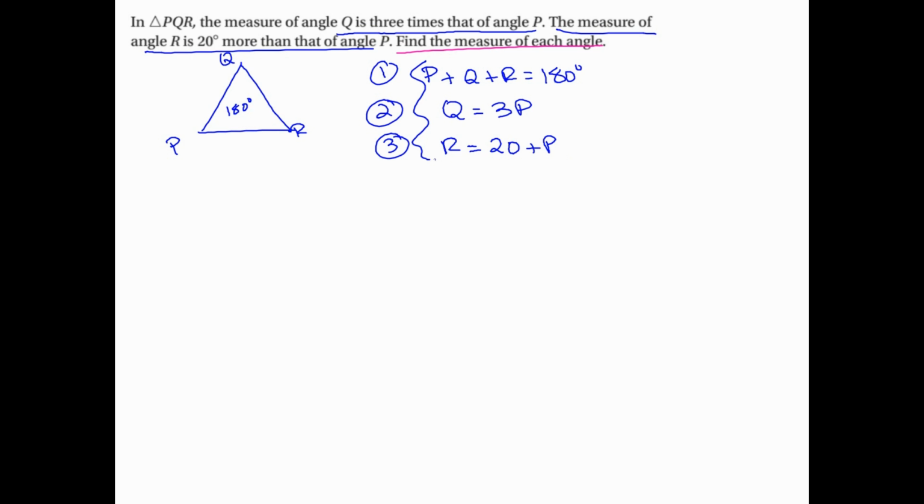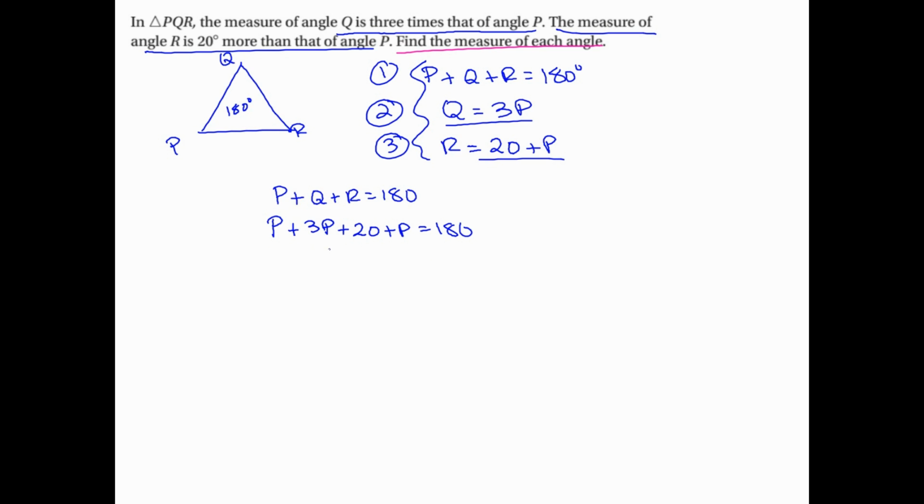So here in our first step, I'm just going to grab P plus Q plus R equals 180. We're going to hold on to that. And what I'm going to do is plug in, because right here I know that Q is 3P. So I'm going to plug it in. P plus, well, not Q now, it's going to say 3P. And I also know R. R is 20 plus P. So plus 20 plus P equals 180.